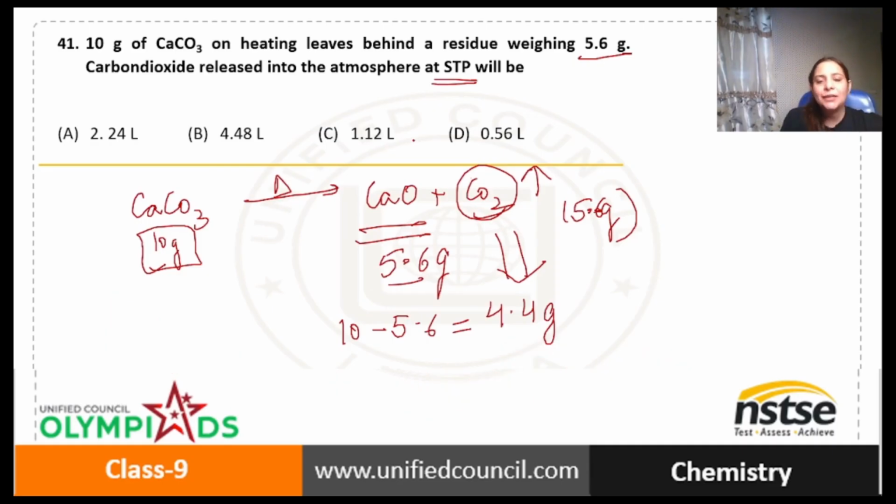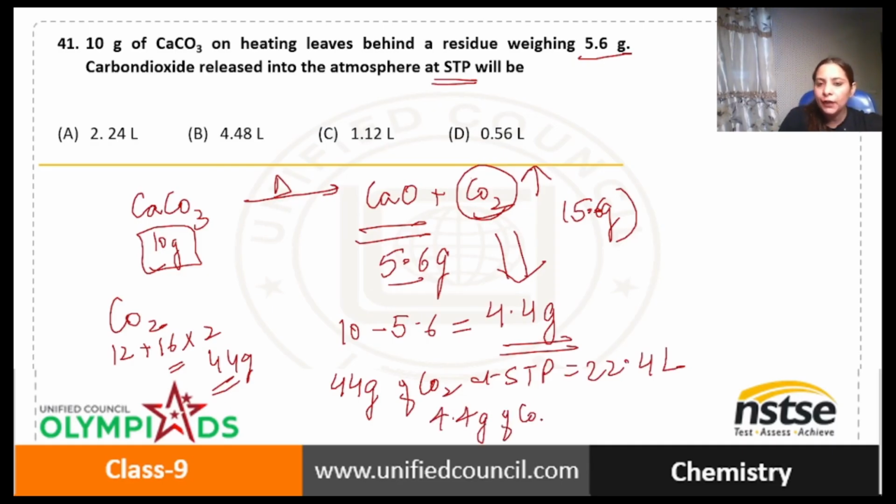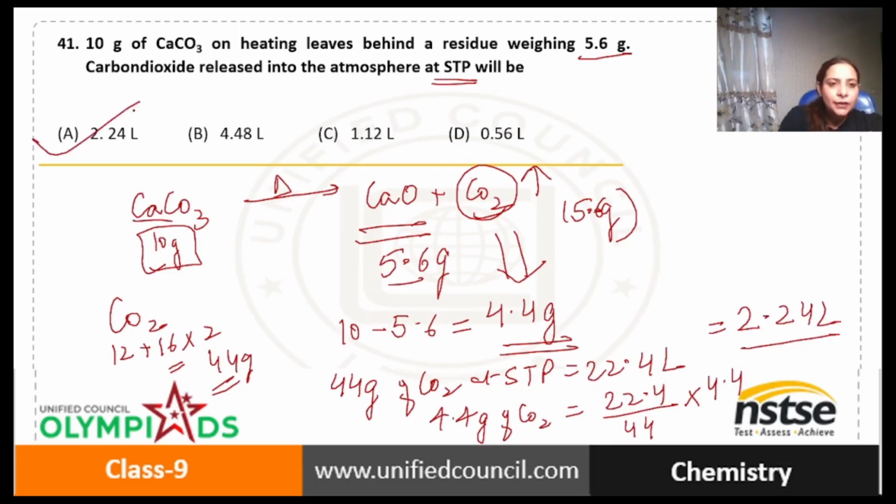Now, if we have 4.4 grams of CO2, then how much volume will it occupy? Obviously, it will occupy 22.4 divided by 44 into 4.4, which comes out to be 2.24 liters. So, therefore, the correct answer, students, is option A. So, which answer is correct?